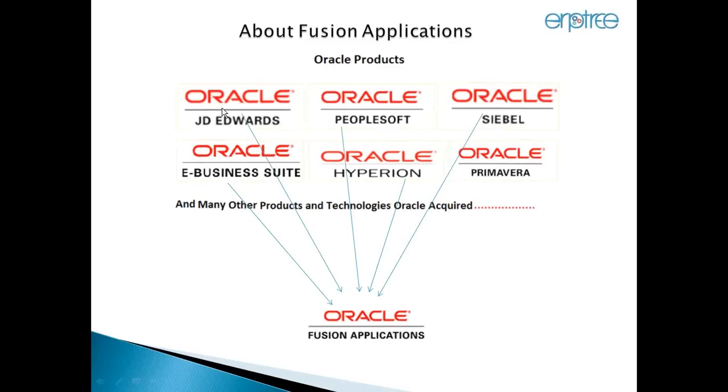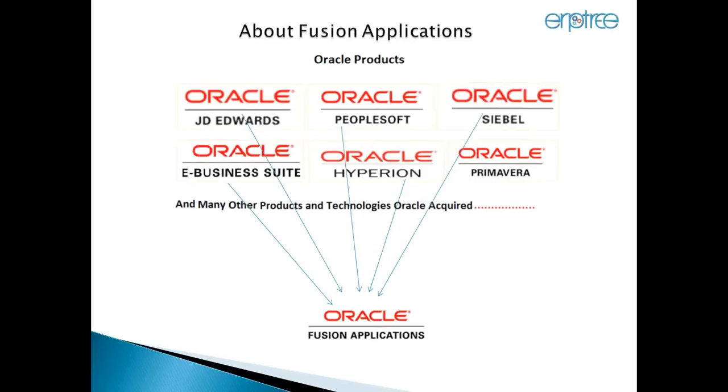From JD Edwards they took the procurement solution and SCM, supply chain management. From PeopleSoft they took the HCM solution, which supports HR, payroll, and many other HR related activities and processes. From Siebel they took the CRM solution, from EBS they took financials, and from Hyperion they took reporting capabilities and the budgeting and planning solution. Of course, Primavera is not part of this. So this is how Oracle took the best solutions from the other acquired ERP products.